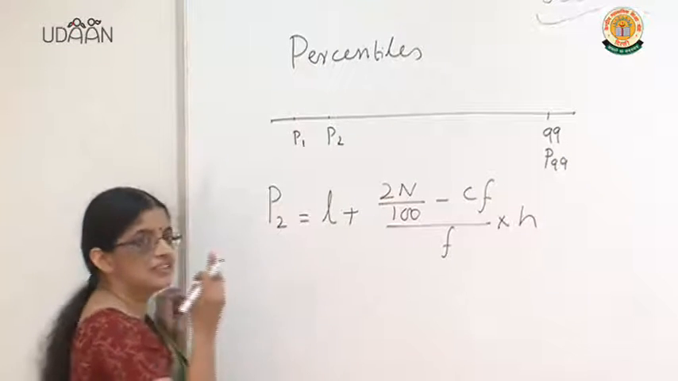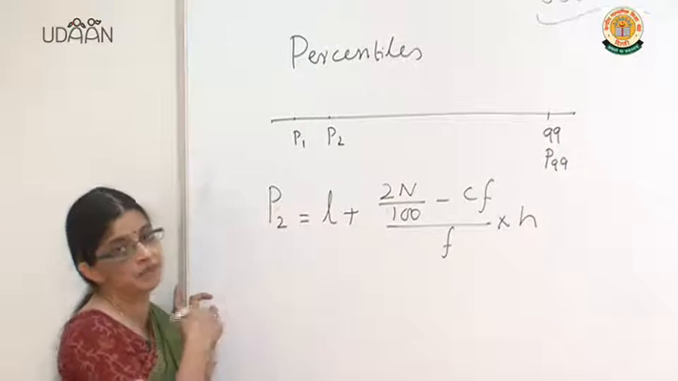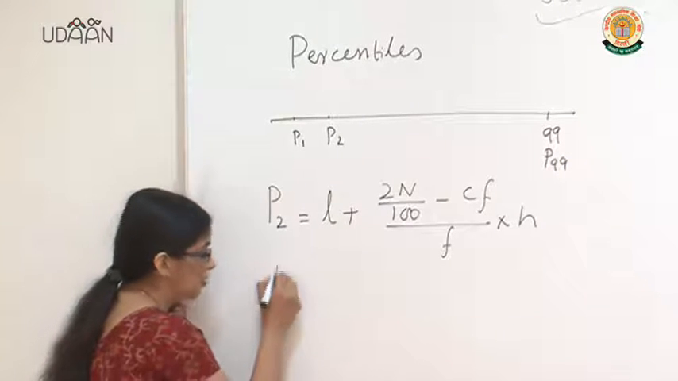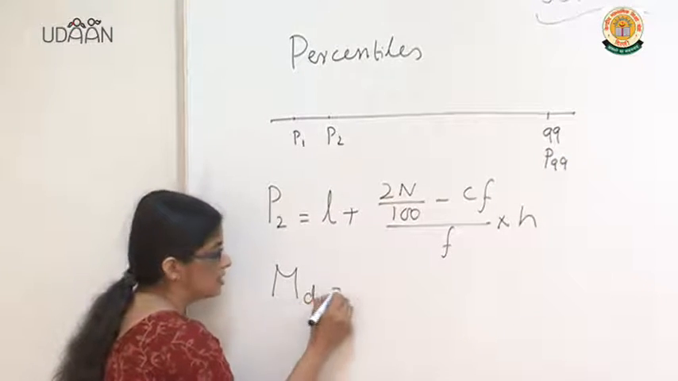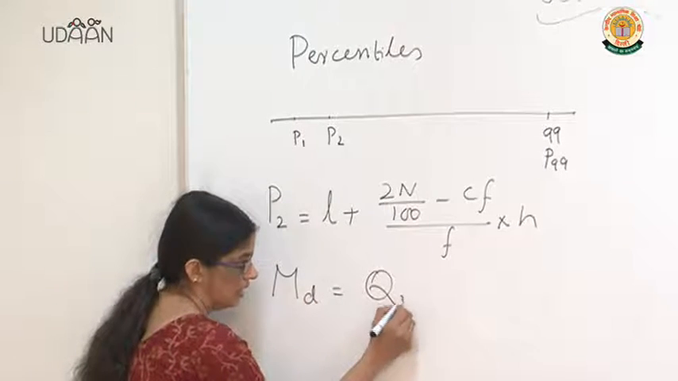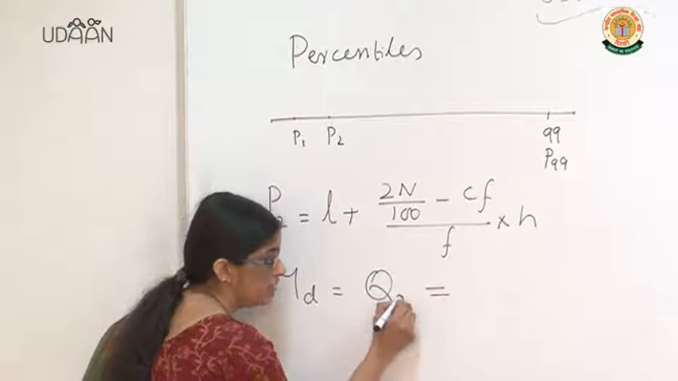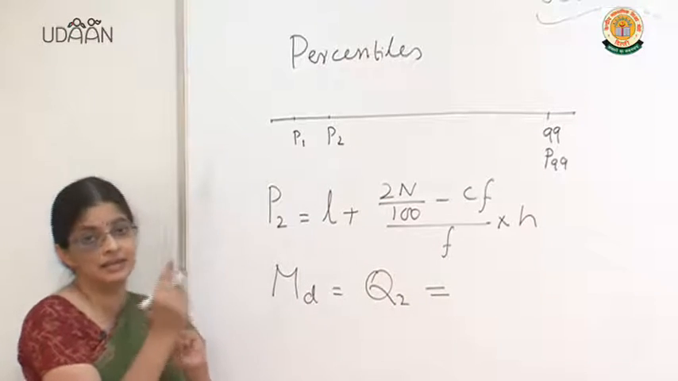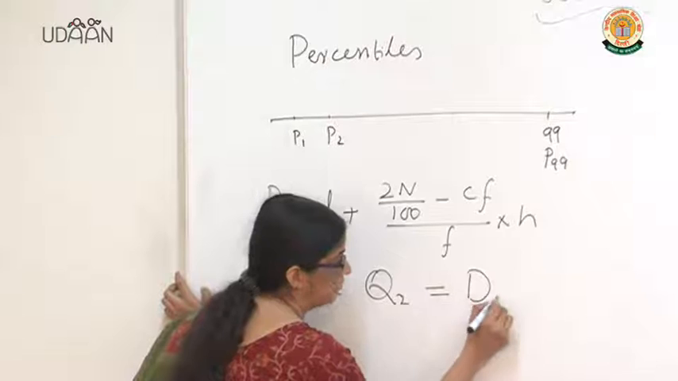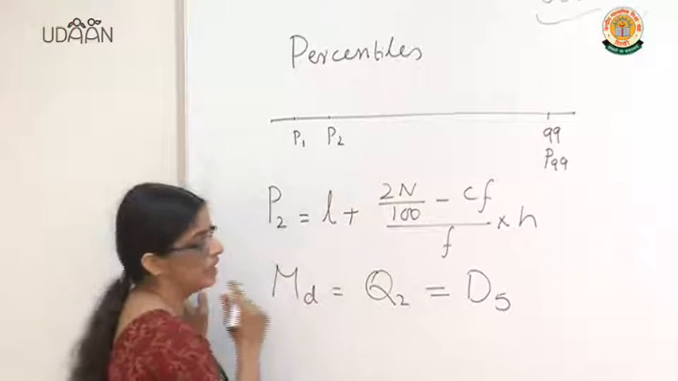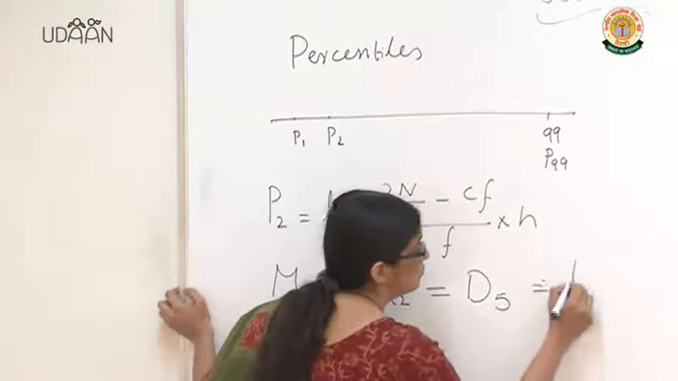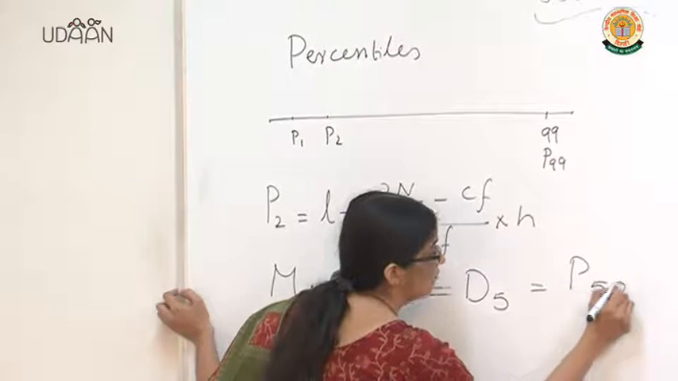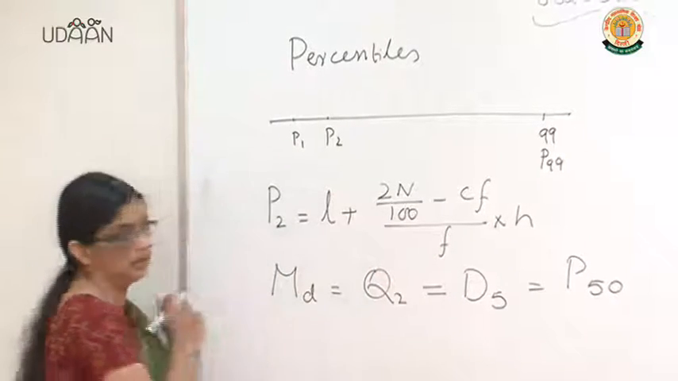Now look, we have discussed quartiles, deciles and percentiles. Median, we have seen that it is the second quartile. Now tell me which decile will be the median? D1, D2 up to D9, it is D5. The fifth decile is the median. Similarly, the 50th percentile will be equal to the median.